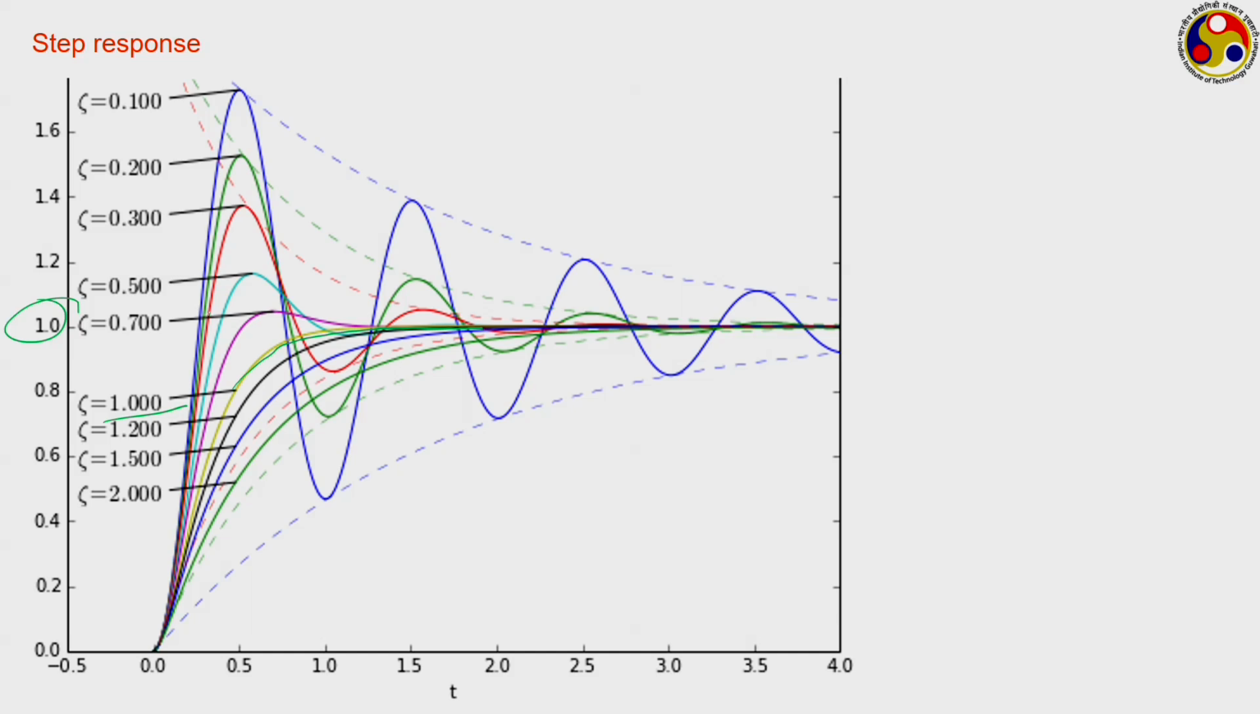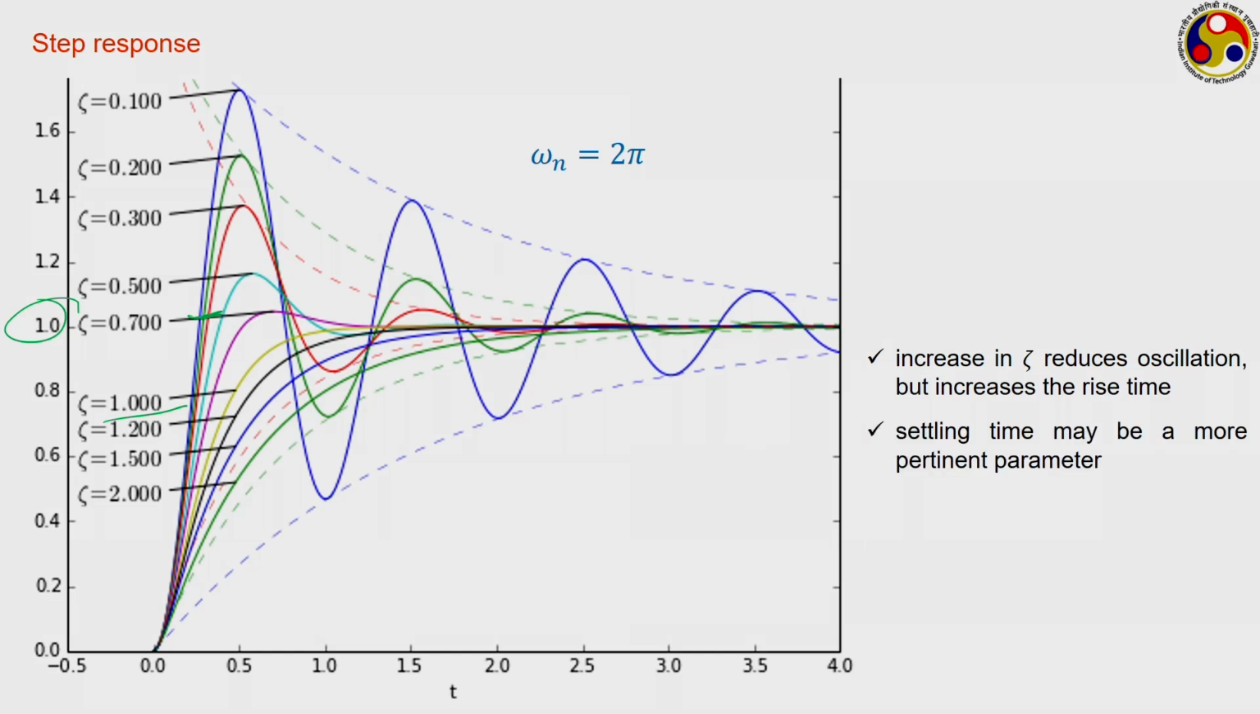Like for zeta equal to 0.3, it is reaching somewhere here, whereas for zeta equal to 1, it is reaching somewhere here. But that hardly gives any information, because if it keeps on oscillating, there is no point talking about when it is attaining the value for the first time. Basically, there is no point talking about the rise time. Here everything has been drawn for a natural frequency of 2 pi. So, the rise time keeps on increasing with increase in zeta, but it is much better to talk in terms of settling time, because that seems a much more pertinent parameter.